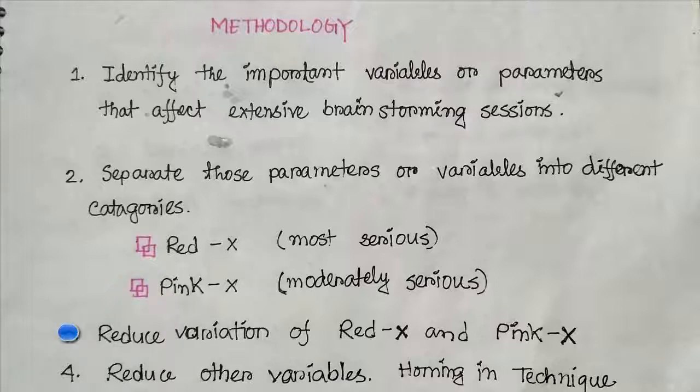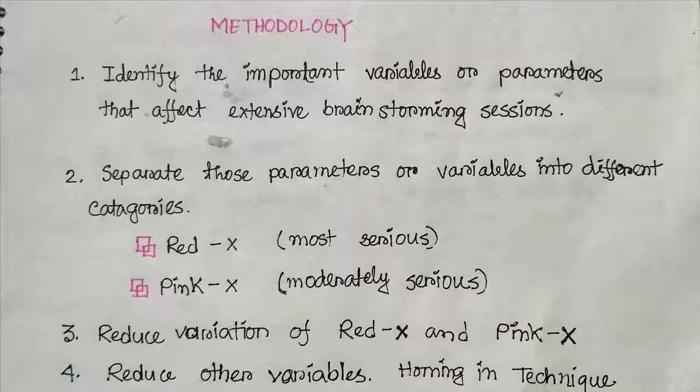We want to reduce those red X and pink X as much as we can, and there are lots of other variables as well. What can we do to them? We can reduce them as much as we can by homing in technique.